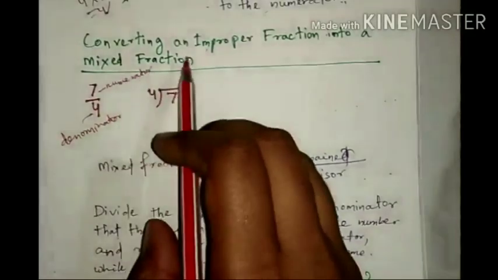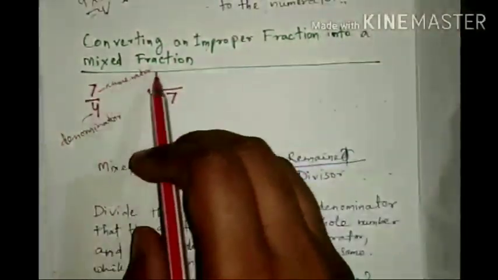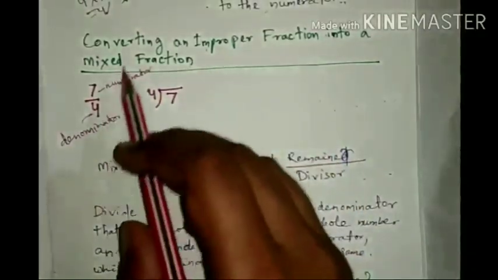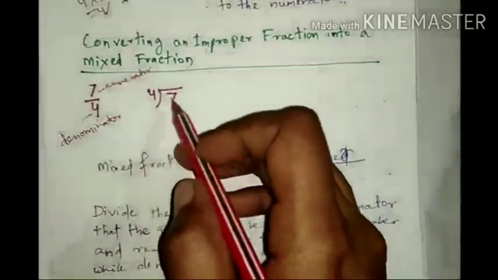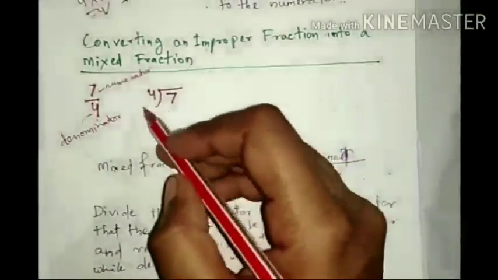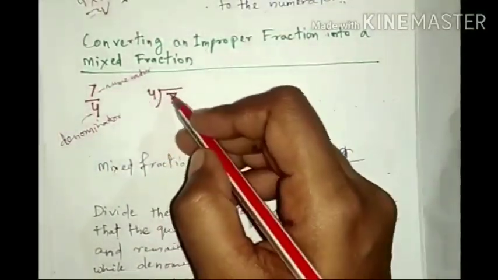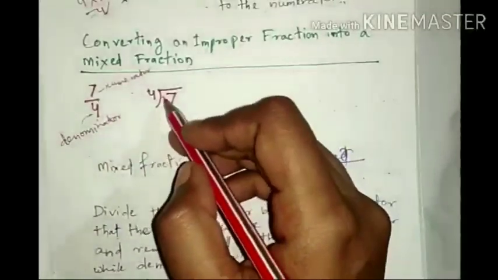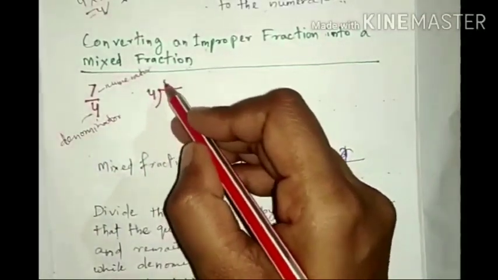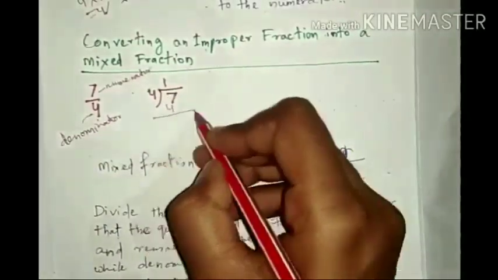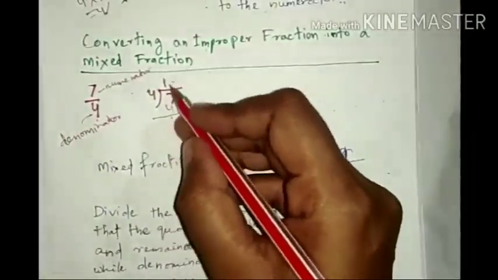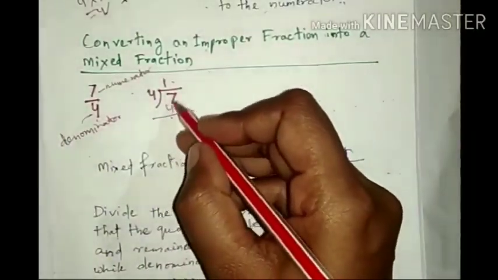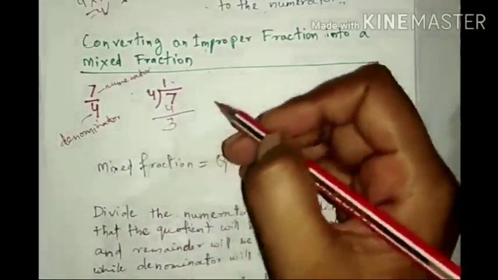Now converting an improper fraction into a mixed fraction. The same improper fraction 7 by 4 we will convert again into a mixed fraction. Here we divide 7, the numerator, by the denominator. 4 ones are 4. What are we getting? The remainder will be 7 minus 4 equal to 3.